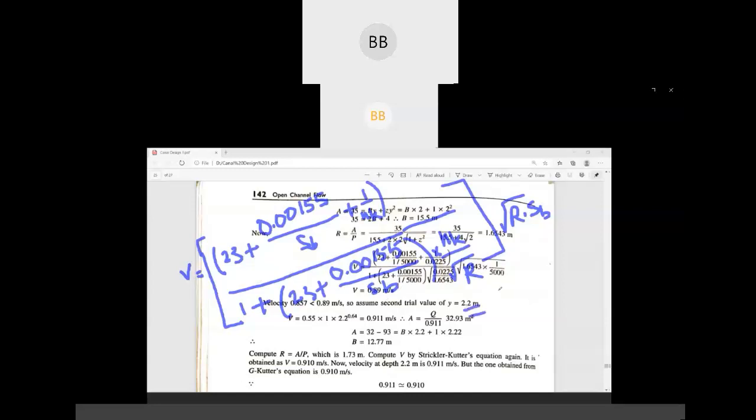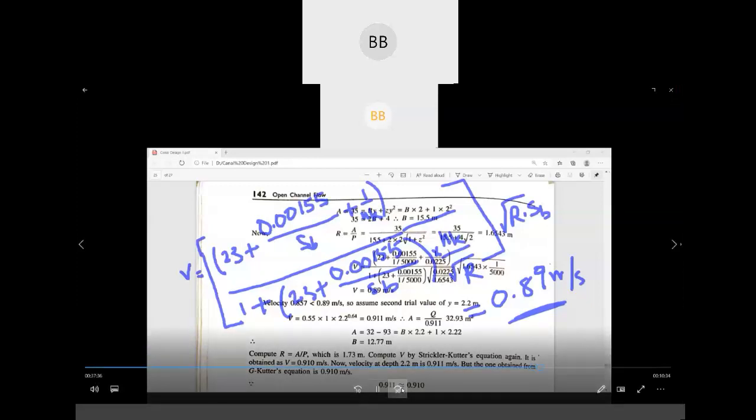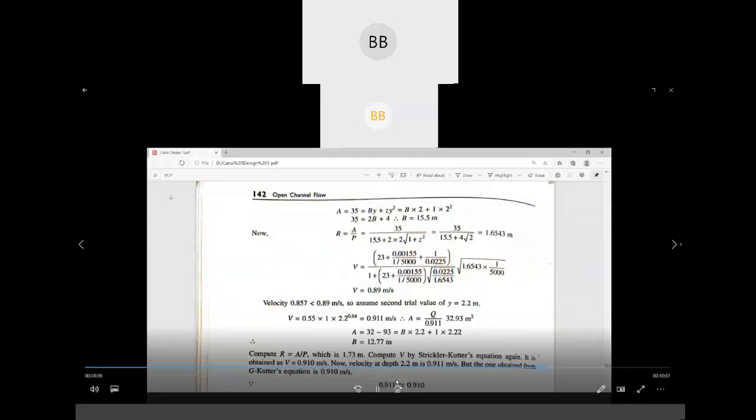It will be approximately 0.89 meter per second. So here nk value is already given, bed slope is also given, and r value we have already calculated. So you substitute here and find out the velocity and see you are getting the same value or not. Velocity equation, and you are getting the velocity as 0.89 meter per second.